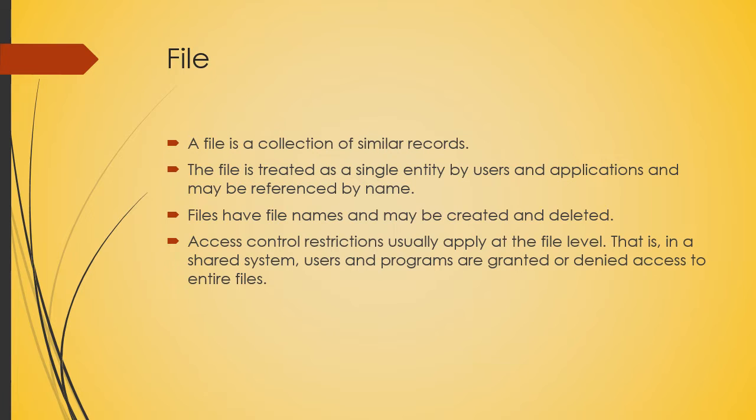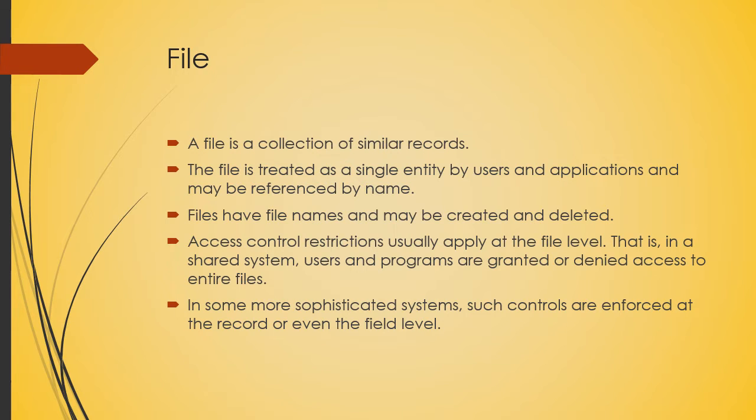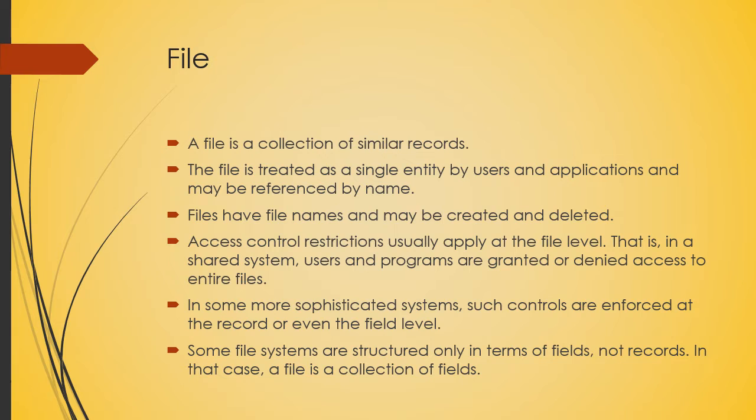That is, in a shared system, users and programs are granted or denied access to entire files. In some more sophisticated systems, such controls are enforced at the record or even the field level. Some file systems are structured only in terms of fields, not records. In that case, a file is a collection of fields.